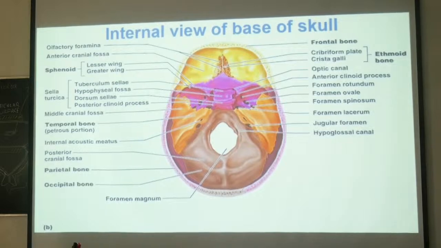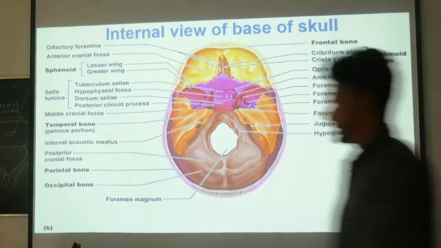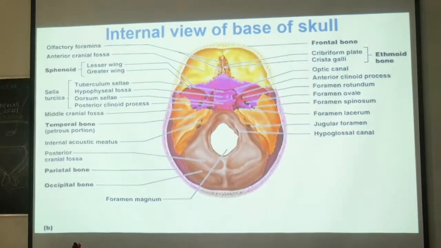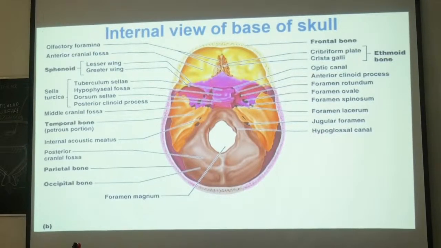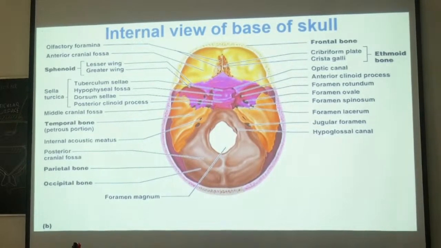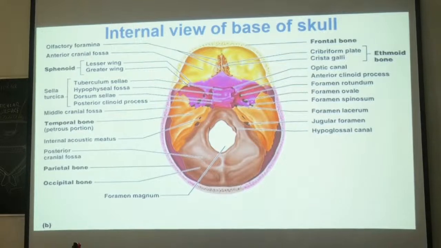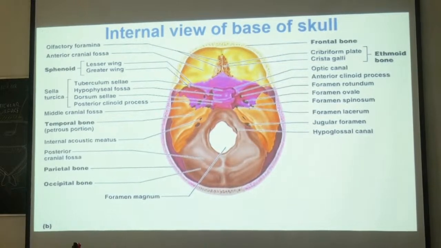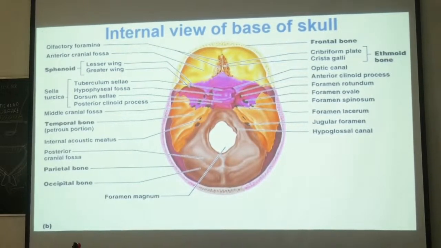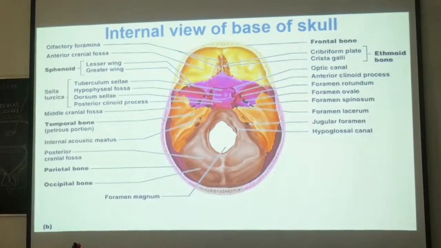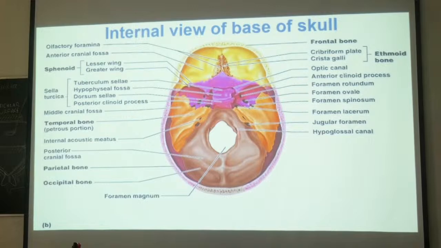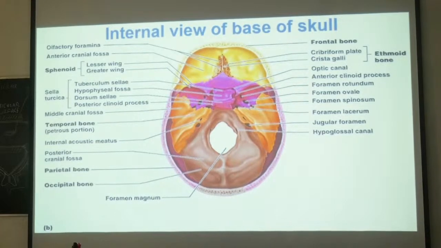Here also you can see the 3 fossae. This part is the anterior cranial fossa. Here is the lesser wing of the sphenoid, 2 lesser wings and 2 greater wings of the sphenoid, and this part is the body of the sphenoid. This part is the middle cranial fossa, and here is the posterior cranial fossa. And this large foramen is the foramen magnum.